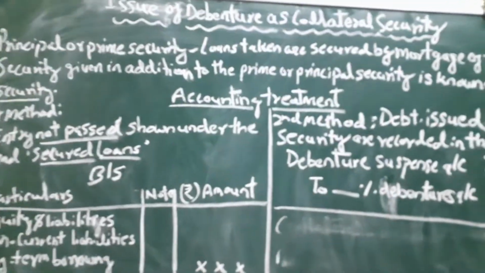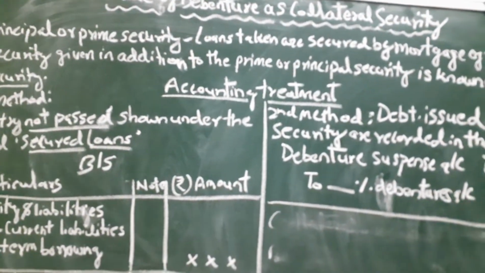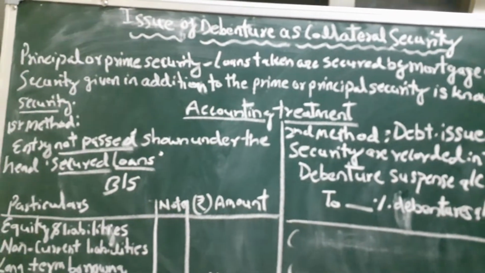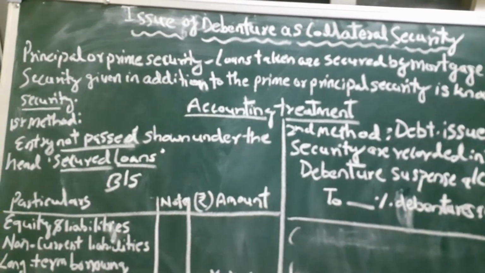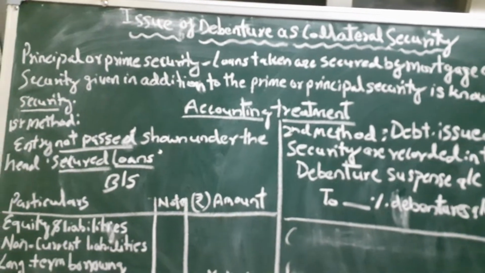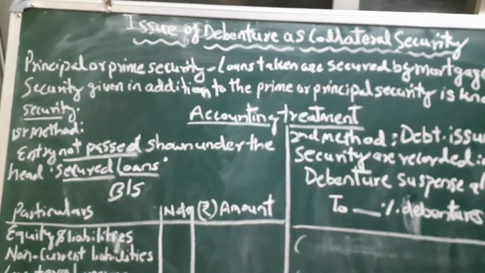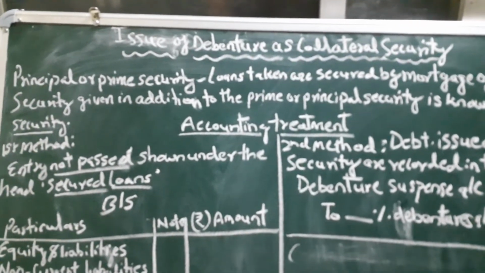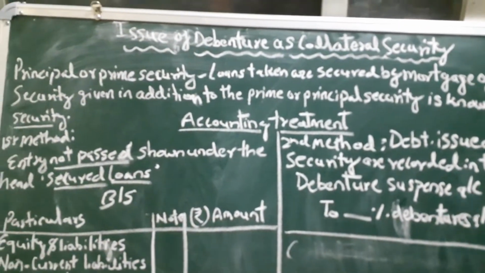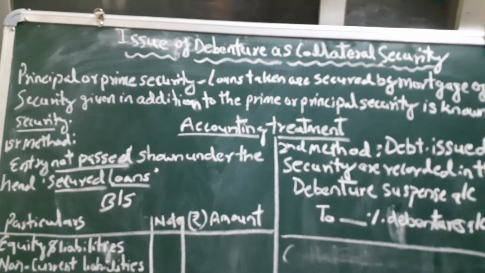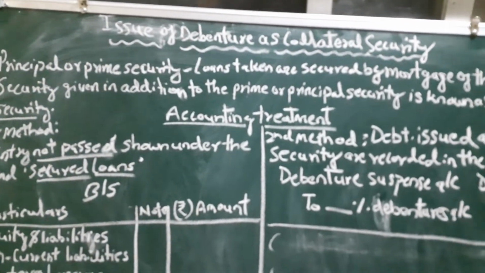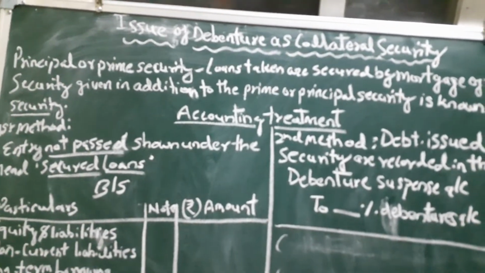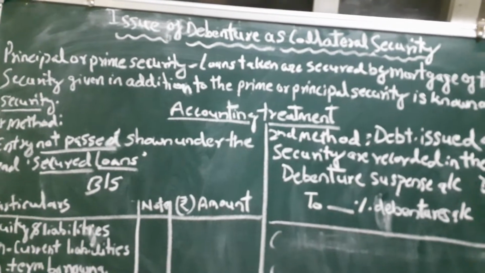So usually a company issues these debentures as a collateral security when the borrower, who wants the money, is not in a position to give any other asset as a collateral security. You got my point? Company issues debentures as a collateral security when the borrower is not in a position to give any other asset as a collateral security.